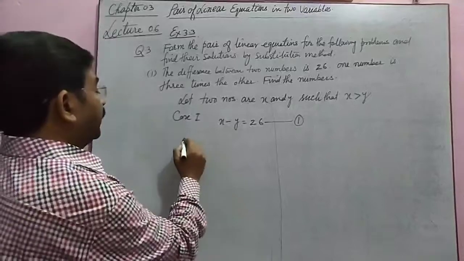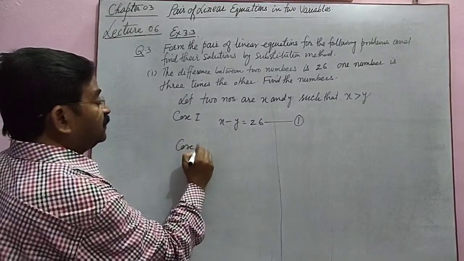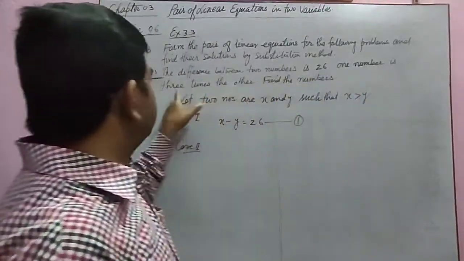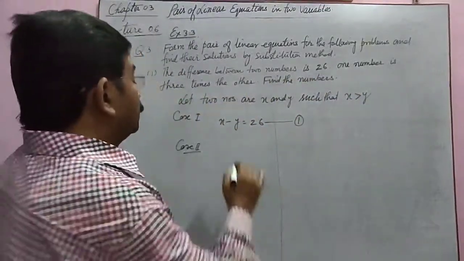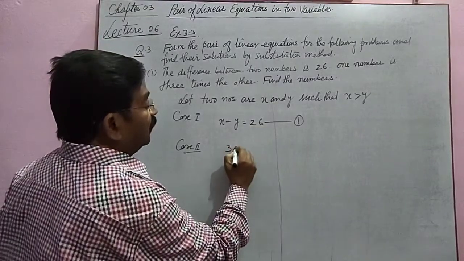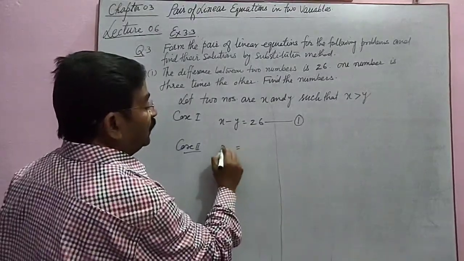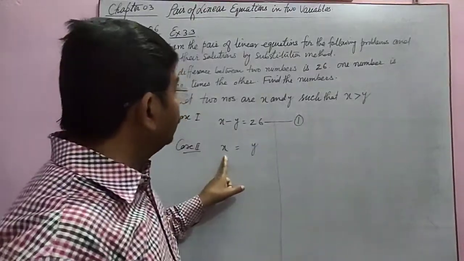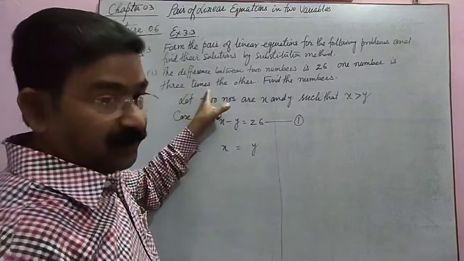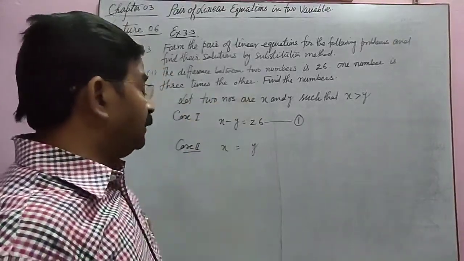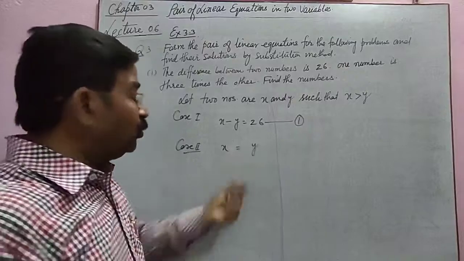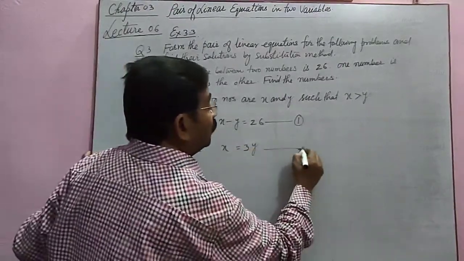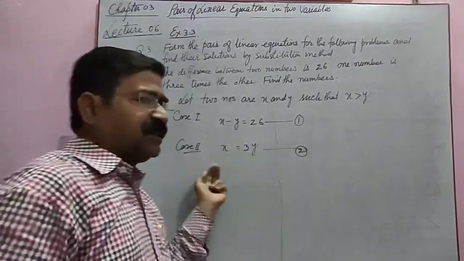Now second case is given: one number is 3 times the other. So this is x and this one is y. This is the larger number, and given that the number is 3 times, it is obviously the larger number, 3 times. To make them equal, what to do? We can multiply the smaller by 3. This is equation number 2, or you can take this 3y this side also.